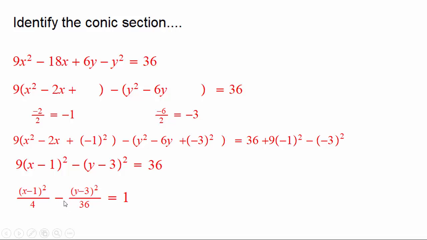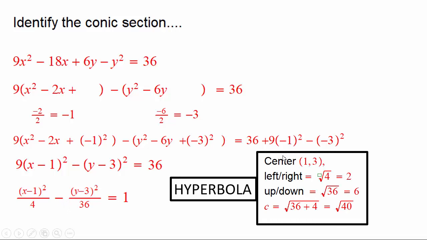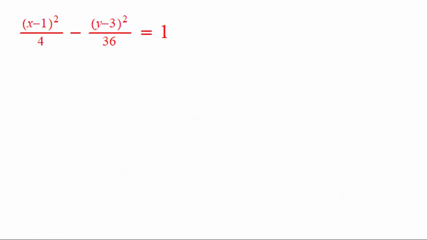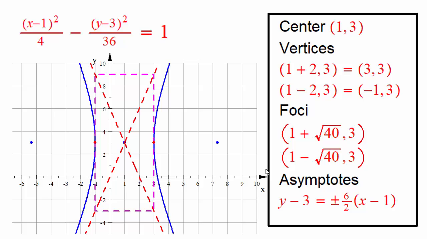So we have a hyperbola. Our center is going to be (1, 3). We're going to go left, right 2 units, up, down 6 units. The sum of the bottom numbers, 4 and 36, will give you the distance at which the foci are located. All right, so let's take a look at how to graph. All right, let's see how we can put it all together and graph it.